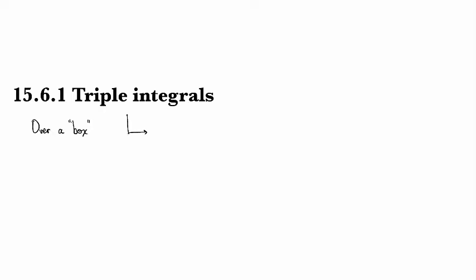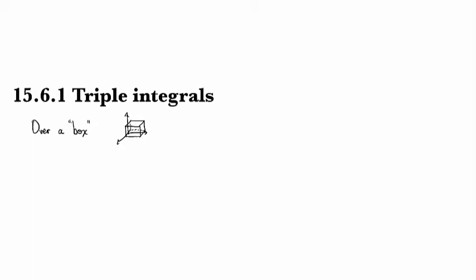So if we have the axes like this, then I'm talking about some region that looks like this, floating in space, maybe out in front or sitting on the plane or whatever. But all of the edges of that box are parallel to some coordinate axis.